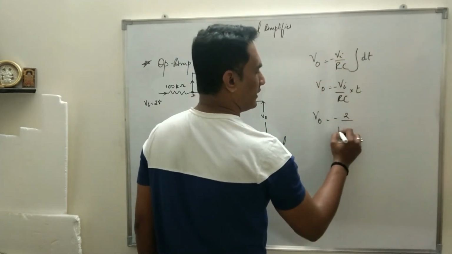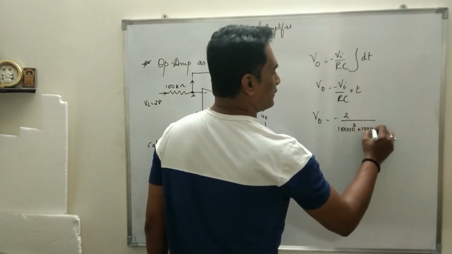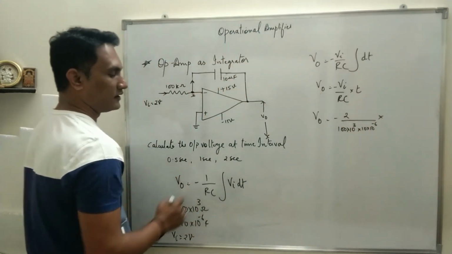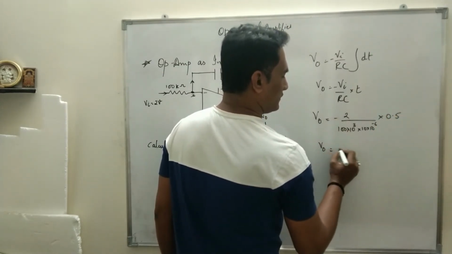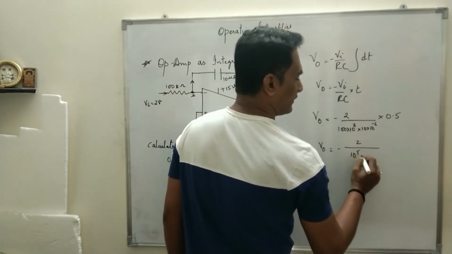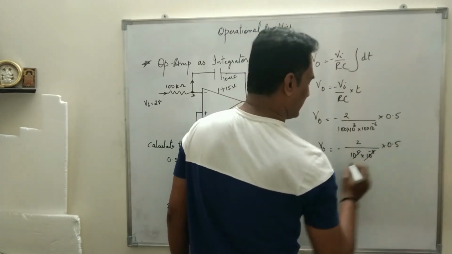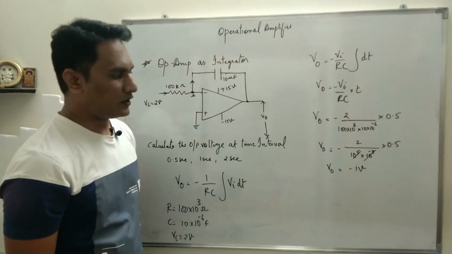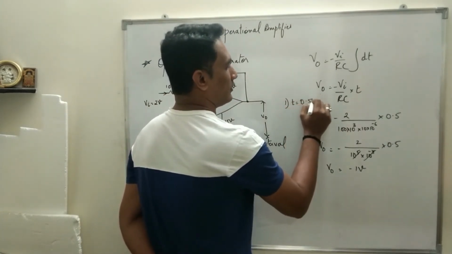So minus 2 upon 100 into 10 to the power 3 multiplied by 10 into 10 to the power minus 6 multiplied by t. Now t has 3 different values, so say 0.5. So V0 is equal to minus what? How much will this value be? 100 into 10 to the power 3 multiplied by 10 to the power minus 5, these cancel each other, leaving 0.5. So V0 is equal to minus 1 volt. 2 multiplied by 0.5 will be 1 volt. So this is for the first case when t is equal to 0.5 second.